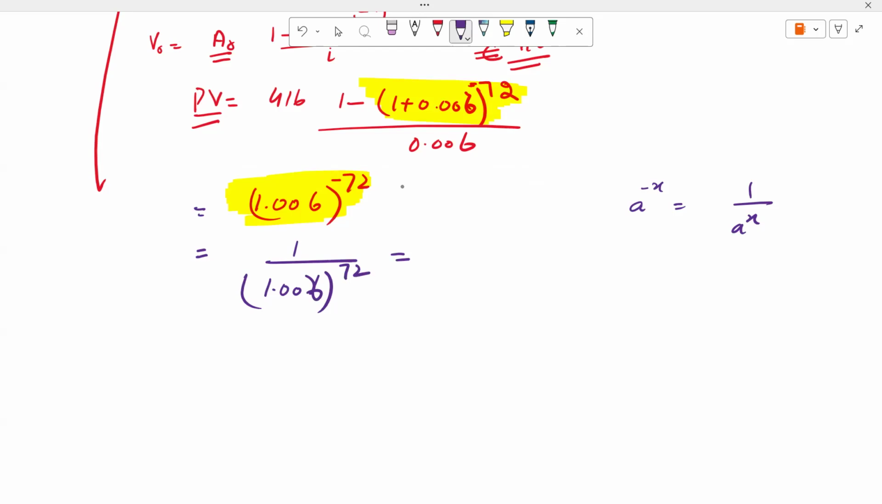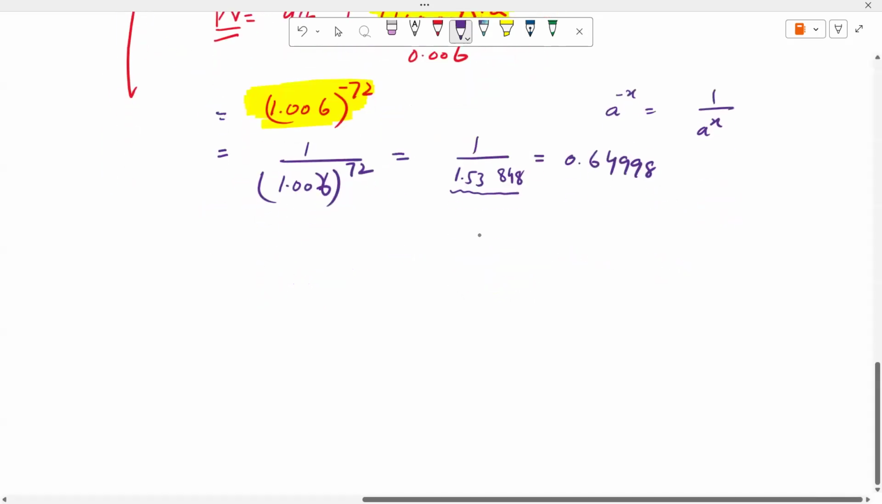And the value would be 1 divided by 1.53848. So you will get almost around 0.64998 as your answer. You can simply use the calculator over here. If you take 1.006 to the power 72, you will get 1.53848. So now you can easily find the present value.